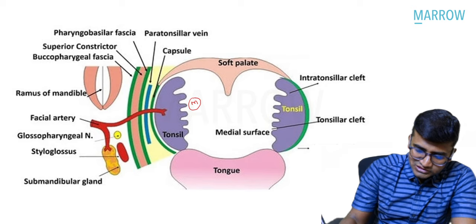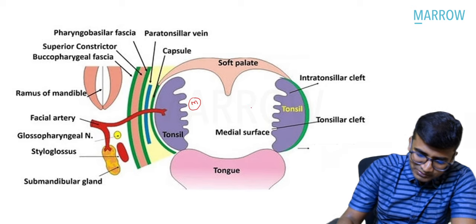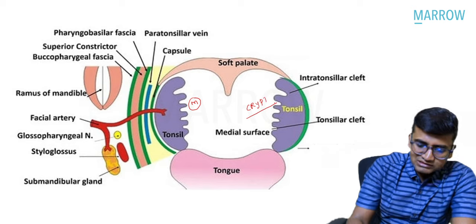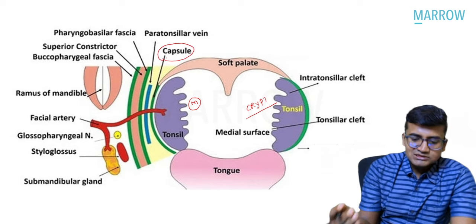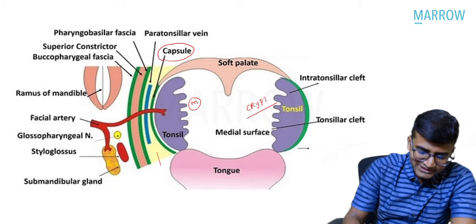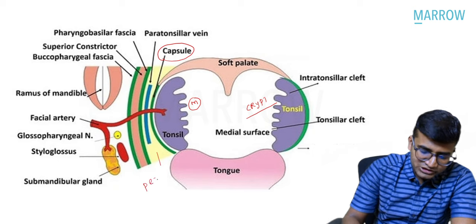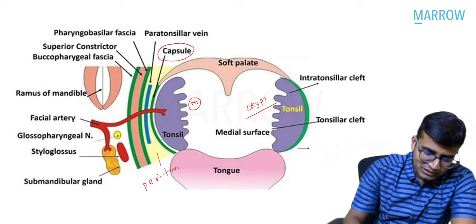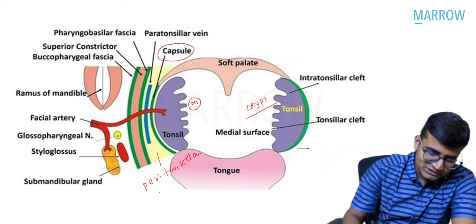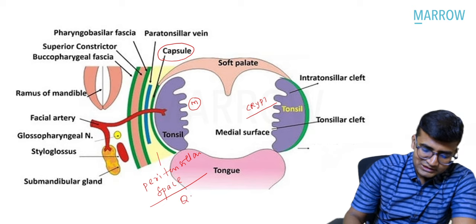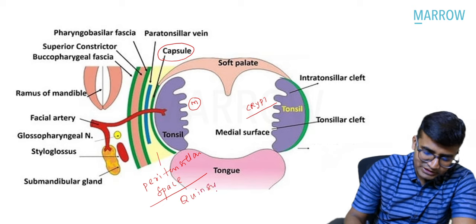The medial surface of the tonsil, we see numerous crypts. I hope you know that. Now, in the lateral surface of the tonsil, we have a capsule. Just lateral to the capsule, we have a space. Now, that is our peritonsillar space. Infection in the peritonsillar space, yes, that is our quinsy. I hope you know that.